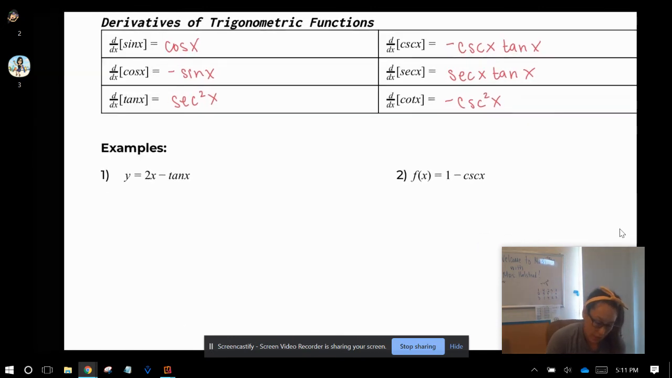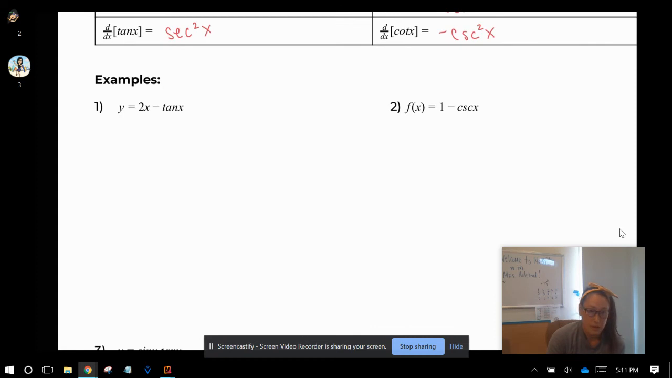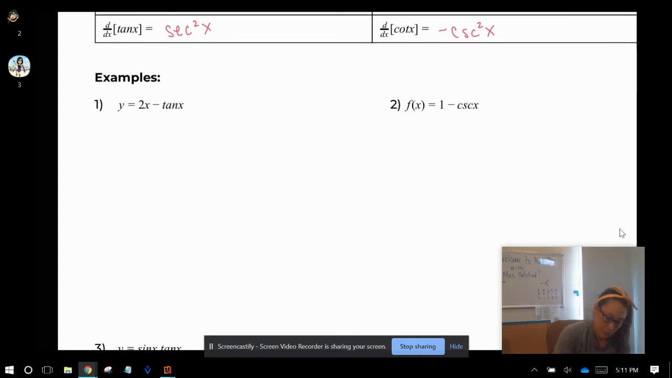All right, so you're going to have to know those. You're just going to have to memorize them, okay? If you have some good memorization tool, let me know.